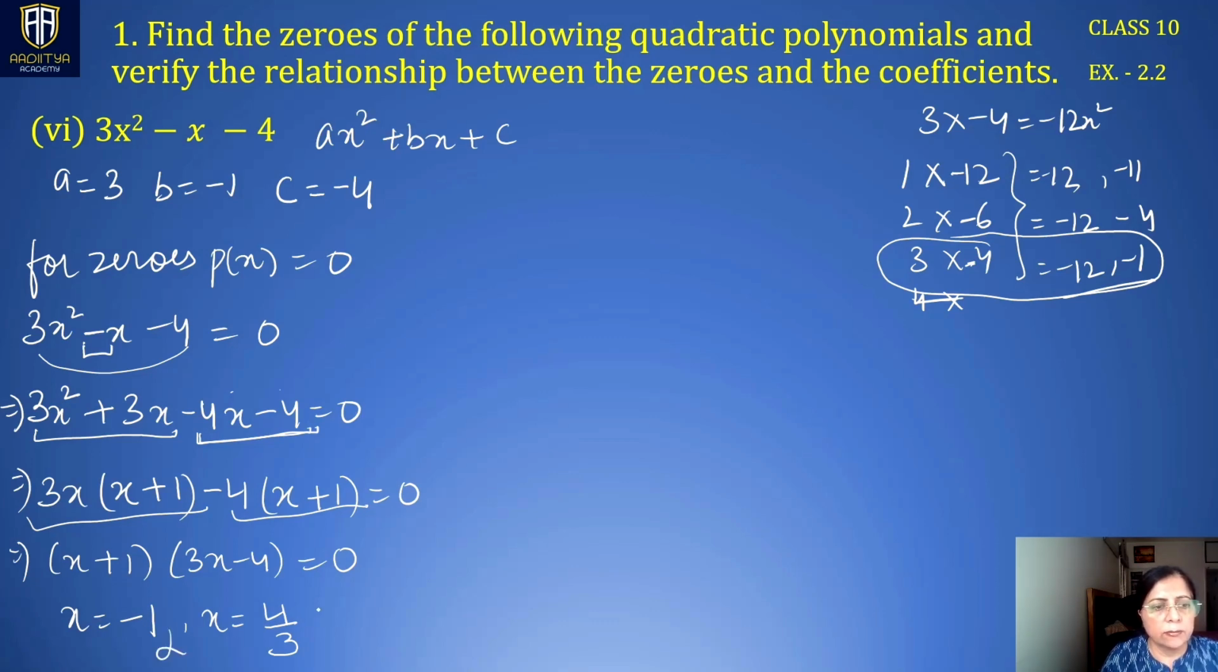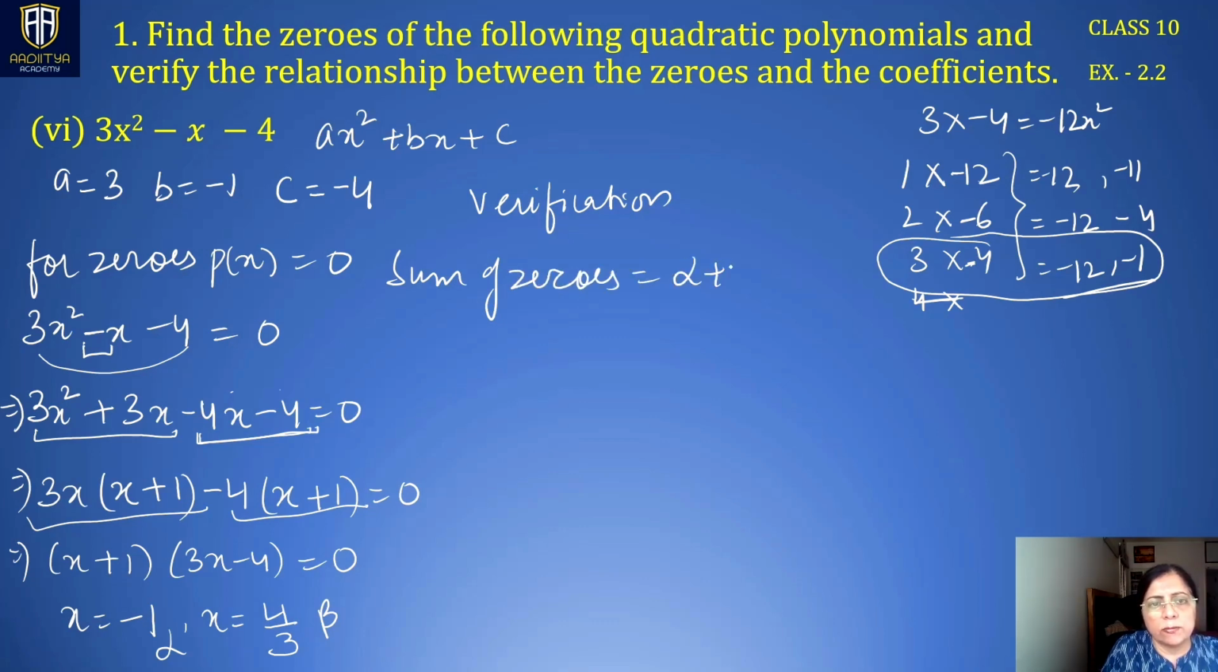You can take either of them as alpha, the other one as beta, right? Now we come to the verification part. Verification. So the sum of zeros is equal to alpha plus beta, which is equal to minus 1 added to 4 by 3. Now we take the LCM of these two. So this is negative 3 plus 4. The sum comes out to be 1 by 3.